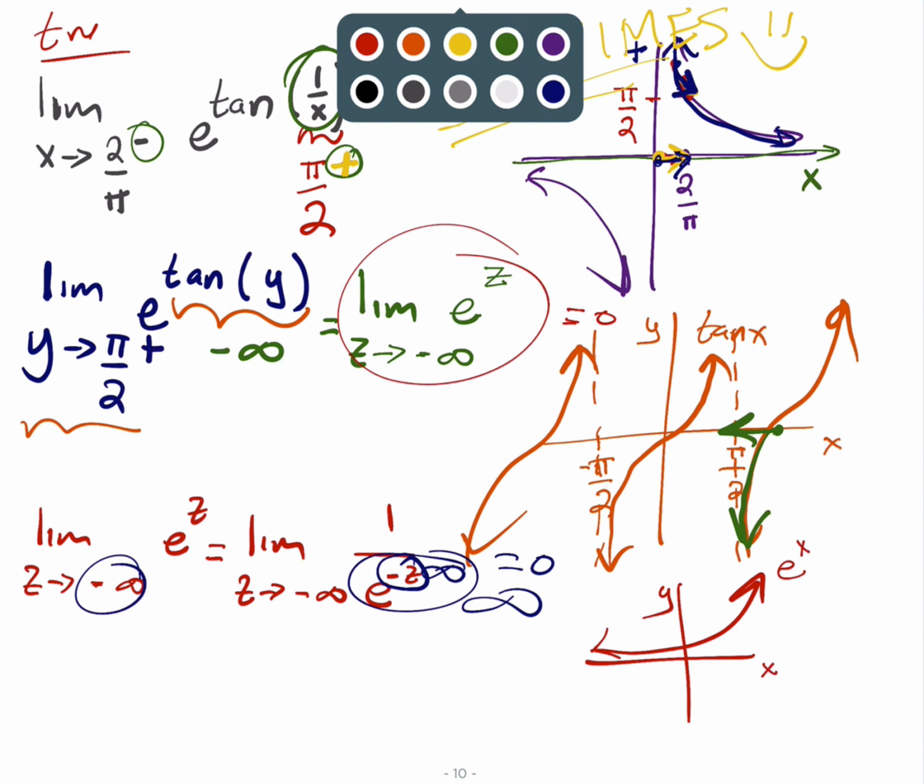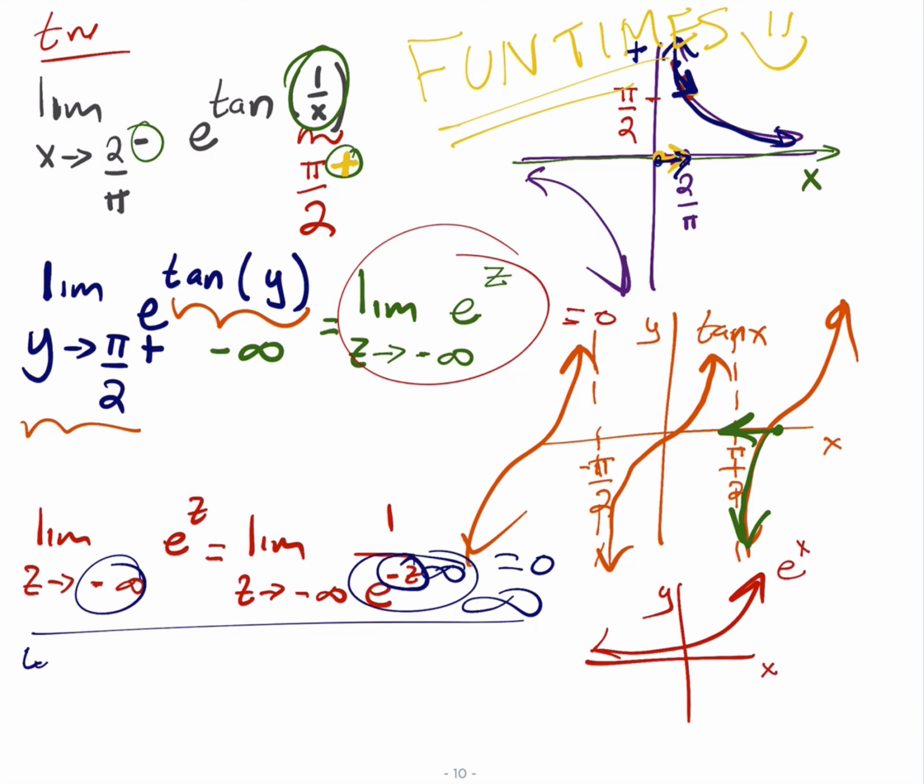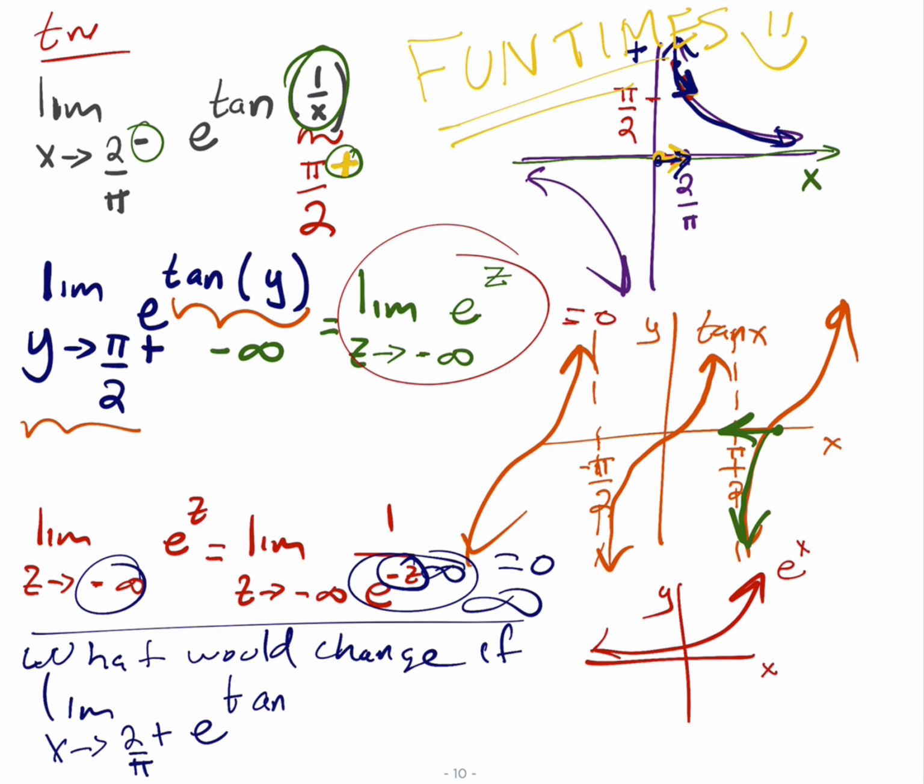Let me, what would change? All right, what would change if we're doing the limit as x approaches 2 over pi from the right this time? So what changes? Let's not write down the whole thing all over again, but what would change? So this one, you would be approaching pi over 2 still, right? But now you're approaching from below, right? So that would change. This one would be minus, right? And then what would that change here? Positive infinity. Now it's positive, right? Because now if you're approaching pi over 2 from the left, well, now you're looking over here, right?